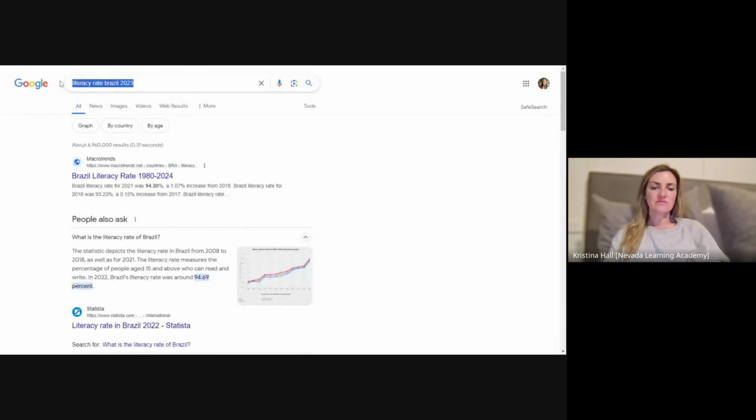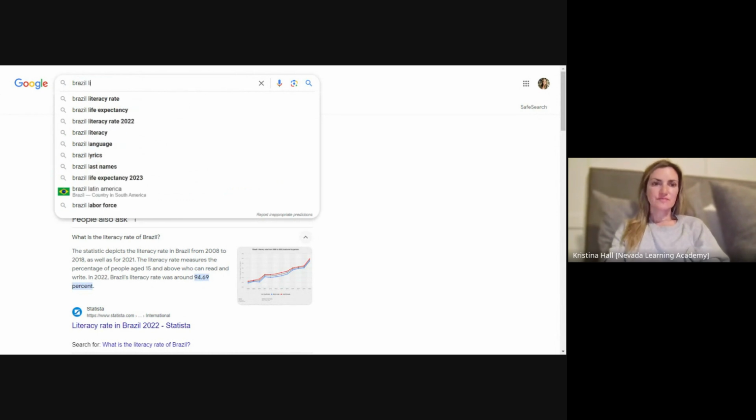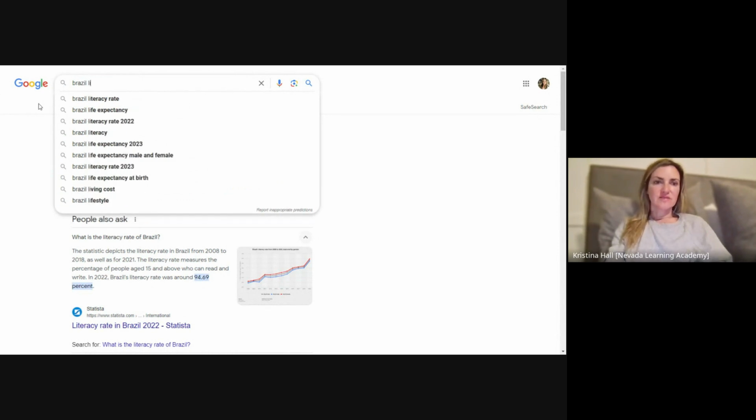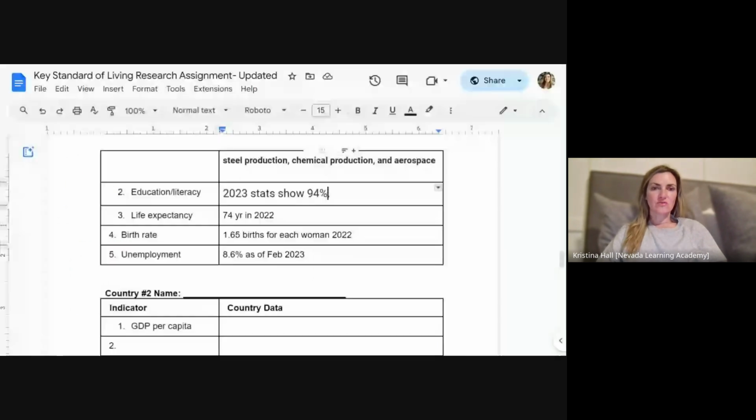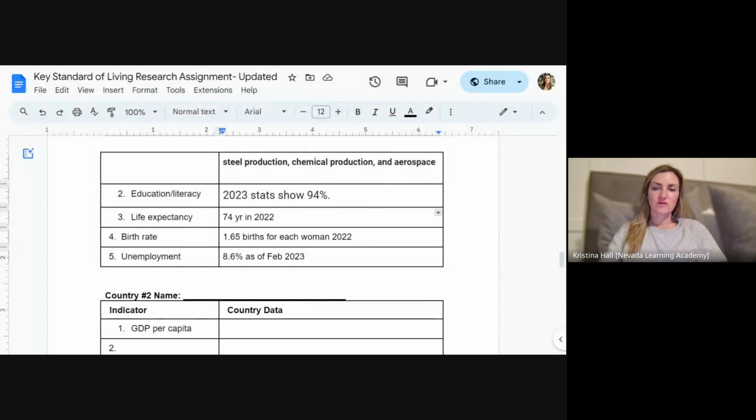So Brazil life expectancy. According to 2020, it's going to be 74. Okay, so we're going to go with that. That looks like it's the most current that we've got here. It compares like the United States according to 2020. Sometimes they don't come out with these every year. So you can see that Mexico's a little lower, United States a little higher. Okay, so 2020, 74 years old.